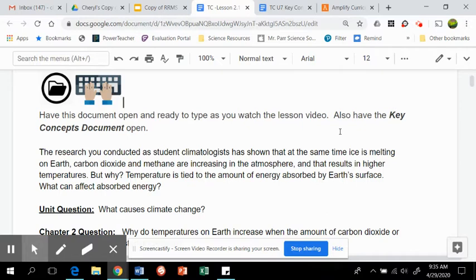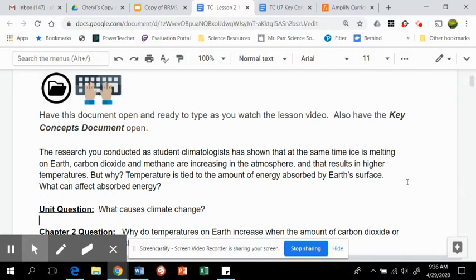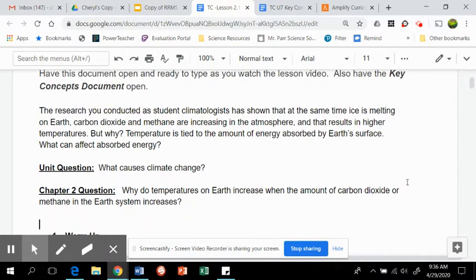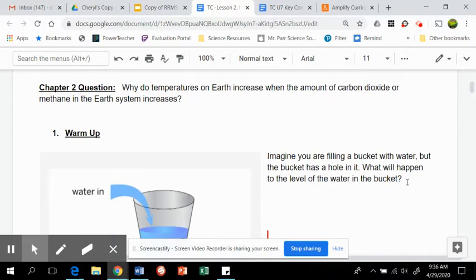The research you conducted as a student climatologist has shown that at the same time ice is melting on Earth, carbon dioxide and methane are increasing in the atmosphere. And that results in higher temperatures. But why? Temperature is tied to the amount of energy absorbed by Earth's surface. What can affect absorbed energy? All right, so our unit question is, what causes climate change? Chapter 2 question is, why do temperatures on Earth increase when the amount of carbon dioxide or methane in the Earth system increases? So you have a warm-up.